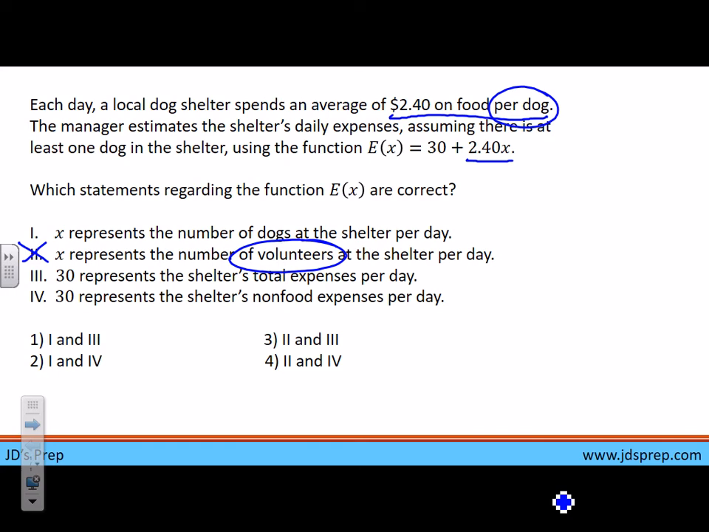And so that means then that our variable x represents the number of dogs. Because if there is one dog, then the shelter is going to spend $2.40 on food for that dog. If there are 2 dogs, then that will be $2.40 times 2, spending $2.40 for each of those dogs. And this will be true no matter how many dogs are at that local dog shelter. So the first statement about the variable, number 1, that x represents the number of dogs at the shelter per day, is true.